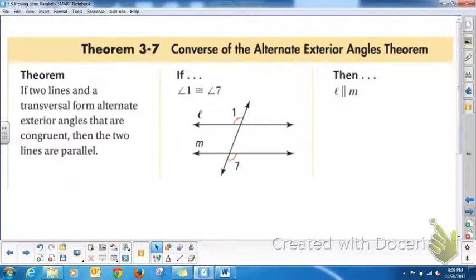The last theorem that we have is the converse of the alternate exterior angles theorem. If two lines are cut by a transversal so that their alternate exterior angles are congruent, then you know that these lines are parallel. Remember, those arrows on the line symbolize parallel, not congruent. So again, take note here. If two lines and a transversal form alternate exterior angles that are congruent, then you can prove the lines are parallel. If at any time you need to, go back and pause this video so that you can take notes and write these things down.